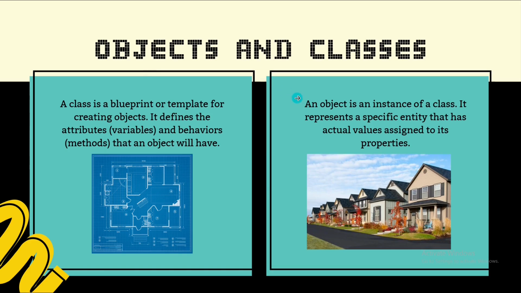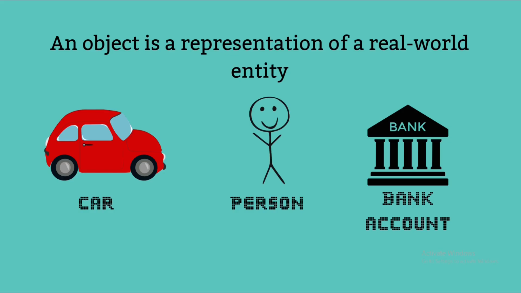Now what is an object? An object is an instance of a class. It represents a specific entity that has actual values assigned to its properties. What this simply means is that it is what we're able to create from this blueprint, which is our class, which is like the reality of our class. When you have a blueprint for a house, it hasn't materialized yet. That actual house which you have built is the object of that class, which is also known as the blueprint or template. So let's dive more into object.